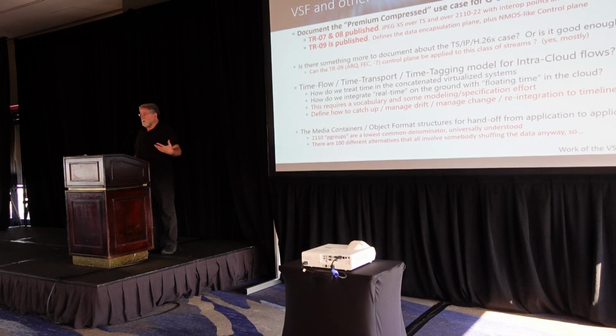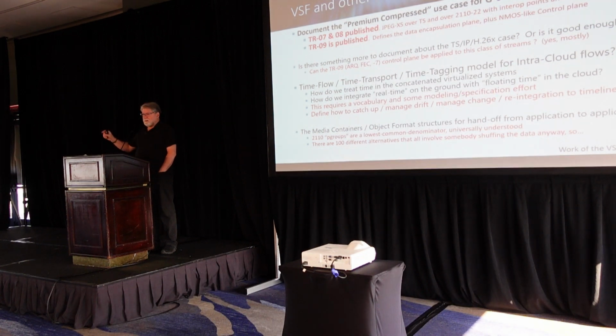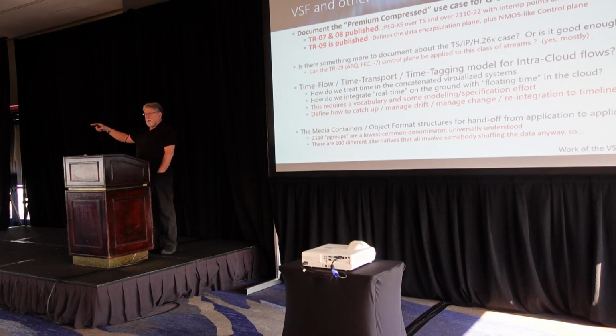So what's going on in all these organizations? Well, in the VSF, we've standardized the premium compressed use case. We thought about, is there anything more that needs to be documented for transport stream use cases? Mainly the RIST work, I think, is the big thing that's going on in VSF around that, and to some extent, Tier 09 also adds some control layer values on top of that.